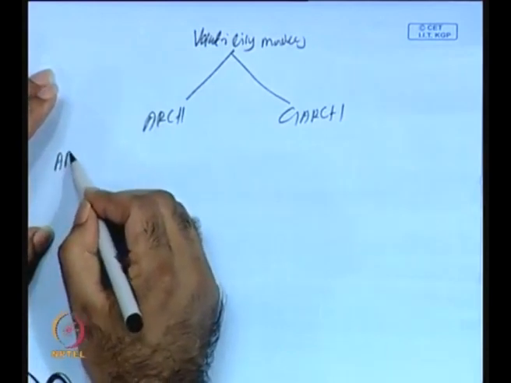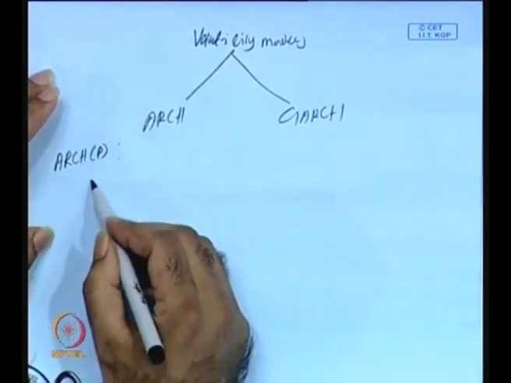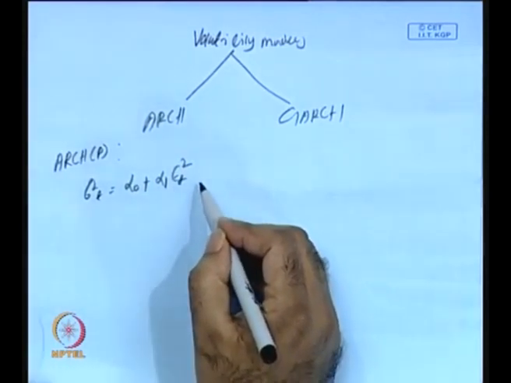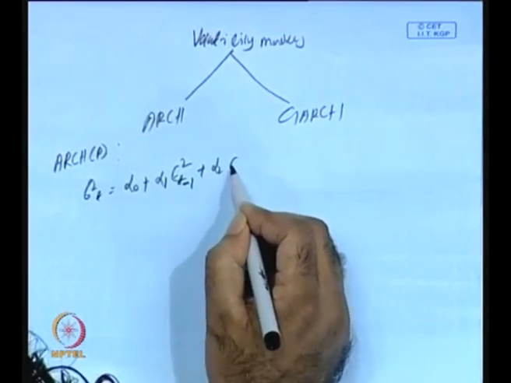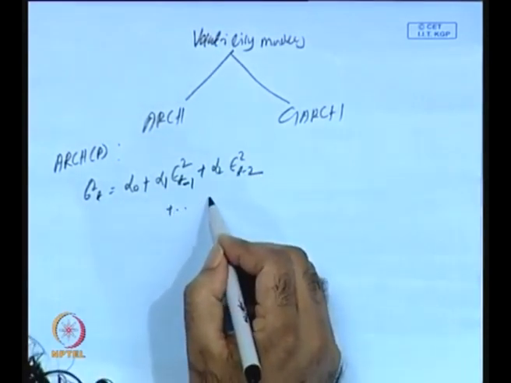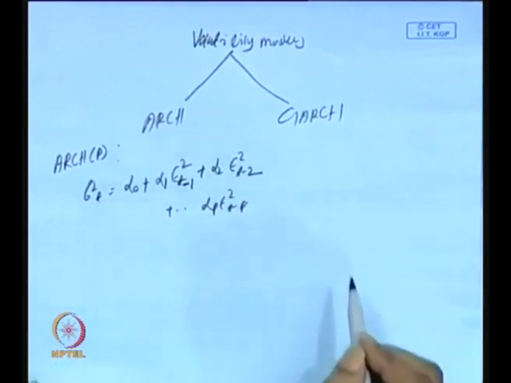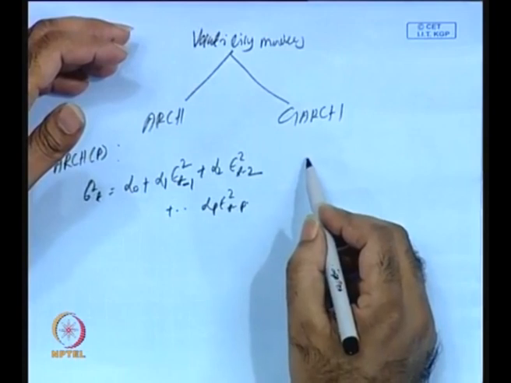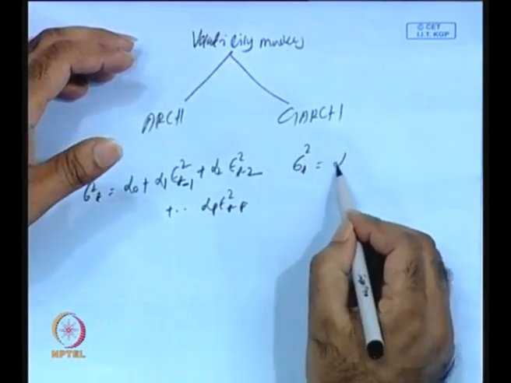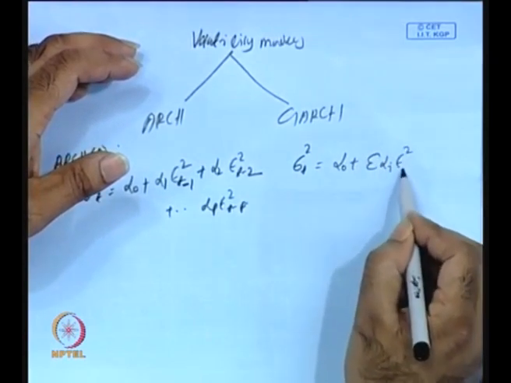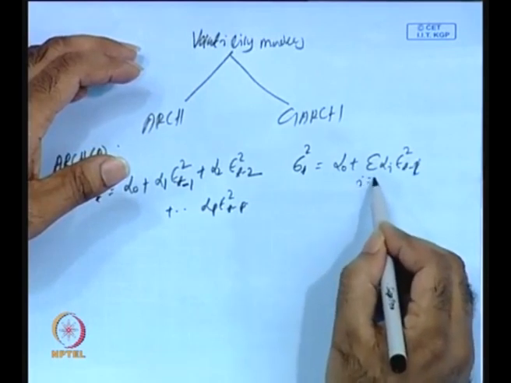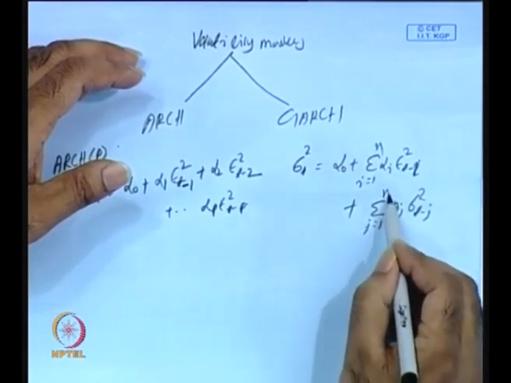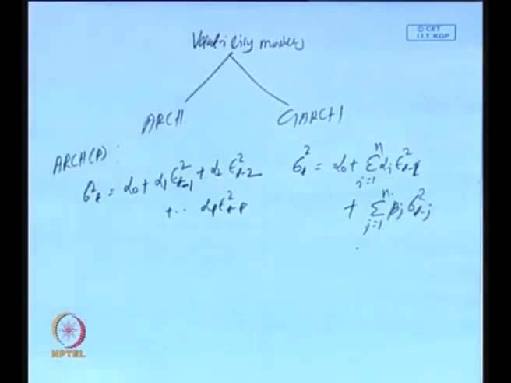ARCH models, ARCH of order p: sigma square t is equal to alpha 0 plus alpha 1 epsilon square t minus 1, plus alpha 2 epsilon square t minus 2, it will continue up to alpha p epsilon square t minus p. So, this is the general form of the autoregressive conditional heteroscedasticity. And in that case, the GARCH model: sigma square t is equal to alpha 0 plus summation alpha i epsilon square t minus i, i equal to 1 to n, plus summation beta j sigma square t minus j, j equal to 1 to n. These are two different models altogether.